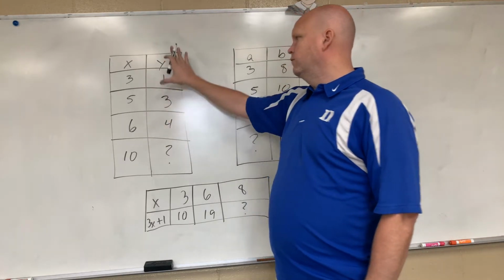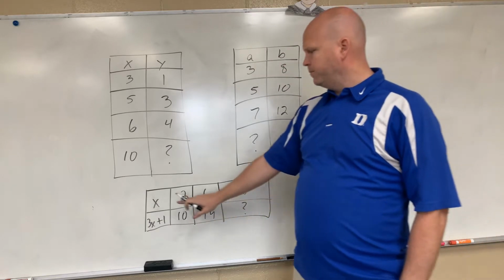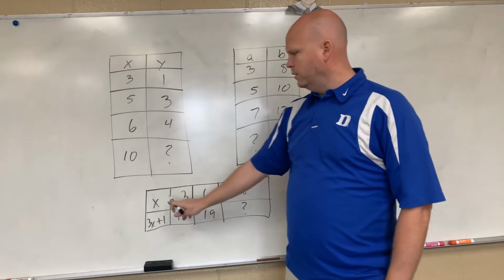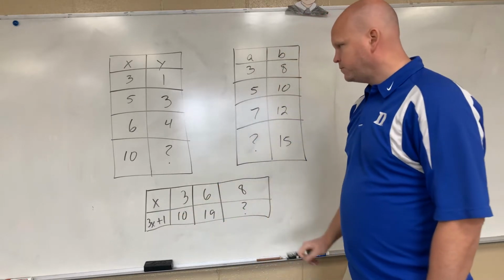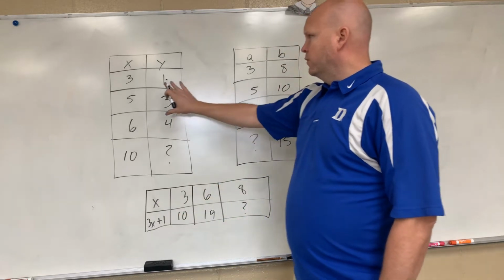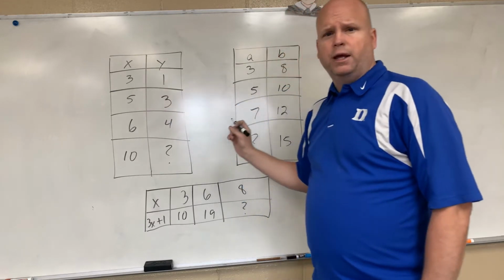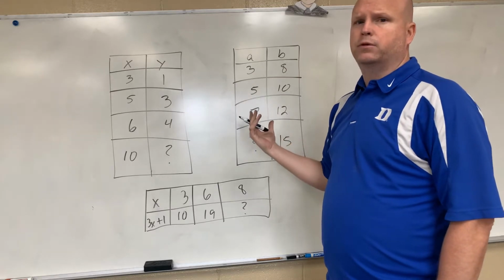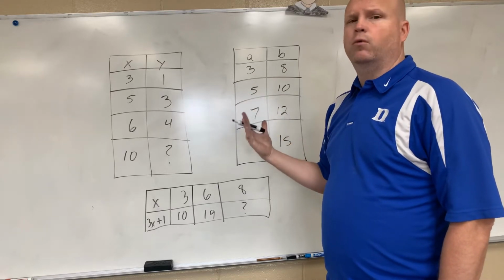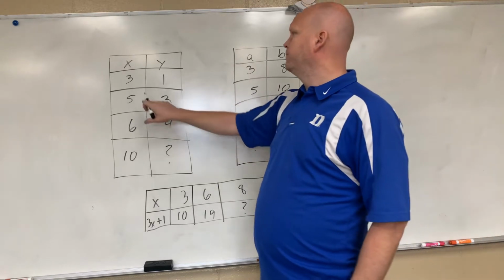So if it's vertical like this, the one on the left is the input, the one on the right is the output. If it's horizontal like this one, the one on the top is the input and the one on the bottom is the output. So for a simple one, how do we get from 3 to 1? And in a function table, the rule must apply to all the paired numbers. So I can't add 4 on one and then add 7 on another. It has to be the same rule every time.